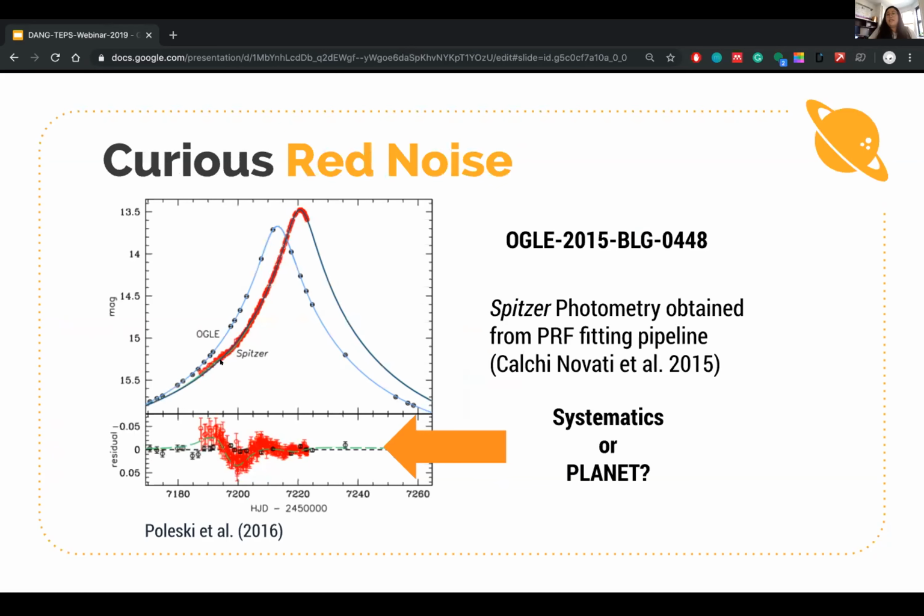But unfortunately, in this case, this is also corresponding to a planetary signal. So it would be really nice to know whether this leftover systematic is due to instrumental noise that we weren't able to remove from the Spitzer data, or if it is actually astrophysical and comes from a planet.